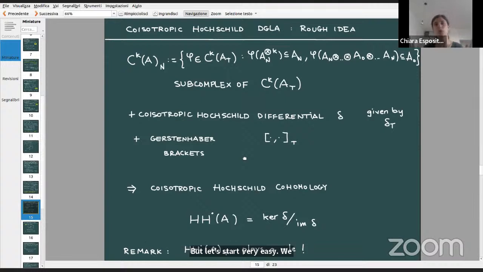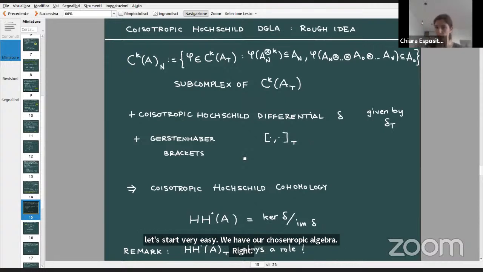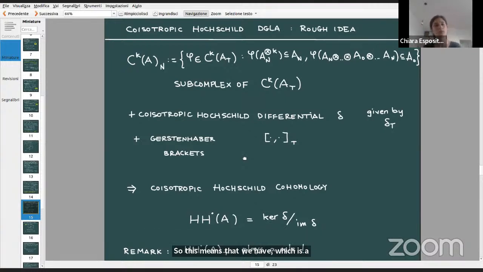We have our coisotropic algebra, right? So this means that we have A_T, which is a total component. Start with this associative algebra, so we can cook up the usual Hochschild complex, this one. Then what we have to do is obtain a normal component, because we have this structure of coisotropic DGLA in mind. So we need a total component, a normal component, and a zero component, right? And the total one is easy.